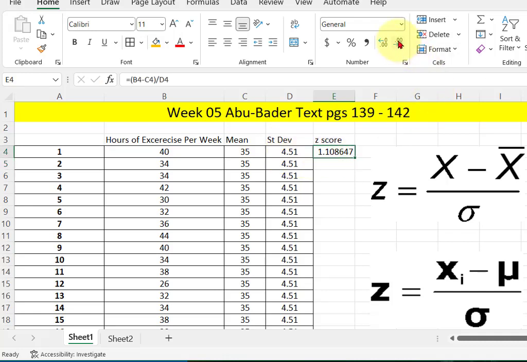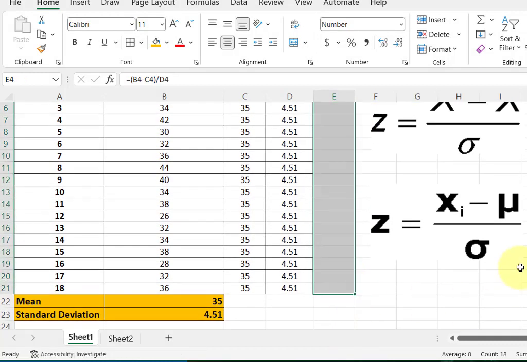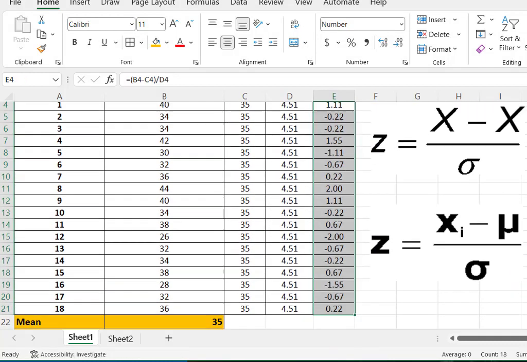So again, I'm going to just put it down to 2 place values. And I'm going to center it. Boom. And I'm going to put a box around it. Boom. So here comes the magic. I just click and drag this. And those are all your z-scores, right?